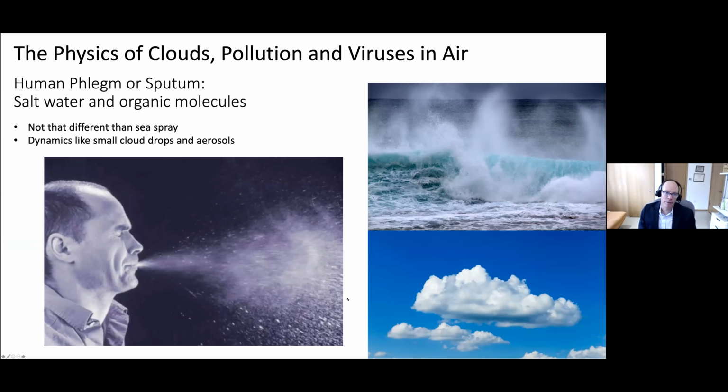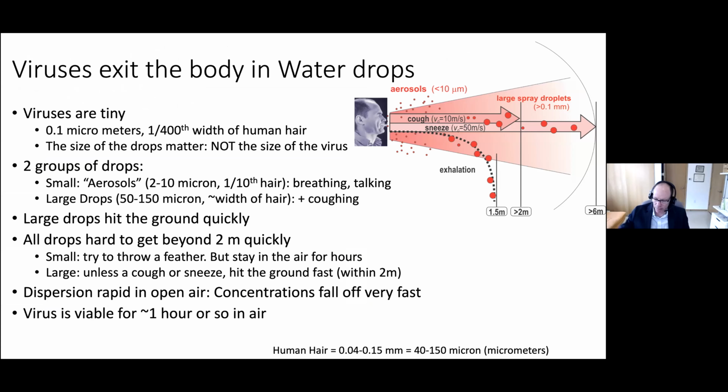So let's talk about the physics of clouds, pollution, and viruses in air. The technical term is human phlegm or sputum, and that's basically saltwater and organic molecules that come out of your mouth. That's actually not that different from sea spray, and the dynamics are not that dissimilar from what happens to small cloud drops and aerosols, particularly in marine layers over the ocean. So scientists have spent a lot of time studying this, and what's interesting is that the scientific perspective we have from cloud physics is actually different than the scientific perspective that either engineering or biological experts have been looking at when they look at indoor air quality and at transmission of viruses.